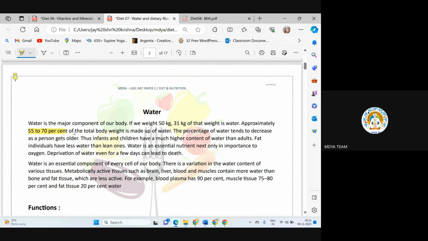Approximately 55 to 70% of total body weight is made up of water. Each cell contains water and blood is almost made up of water. The percentage of water tends to decrease as a person gets older. This you need to remember. Infants and children have a much higher content of water than adults, and fat individuals have less water than lean ones. So you can remember all these lines because questions can be asked from these lines.